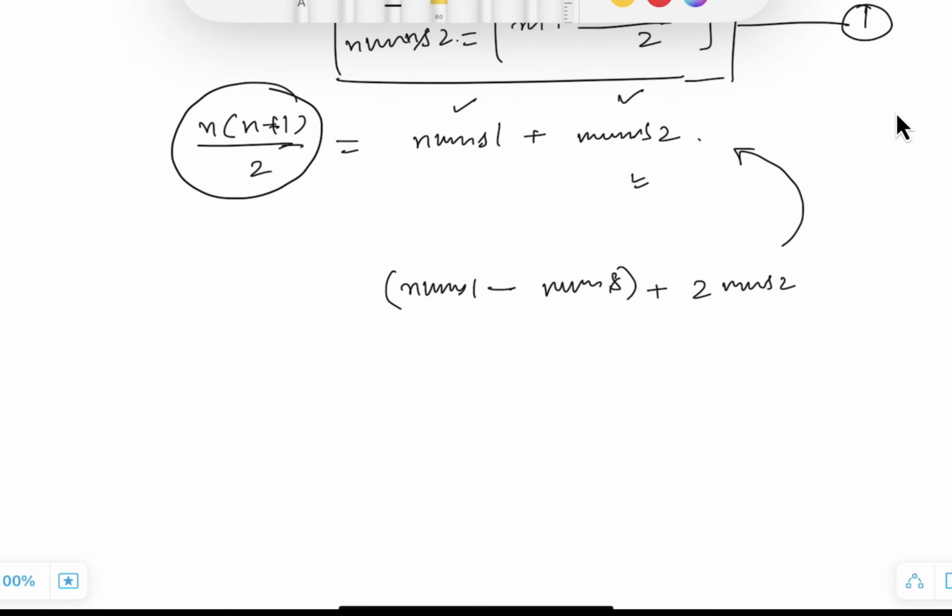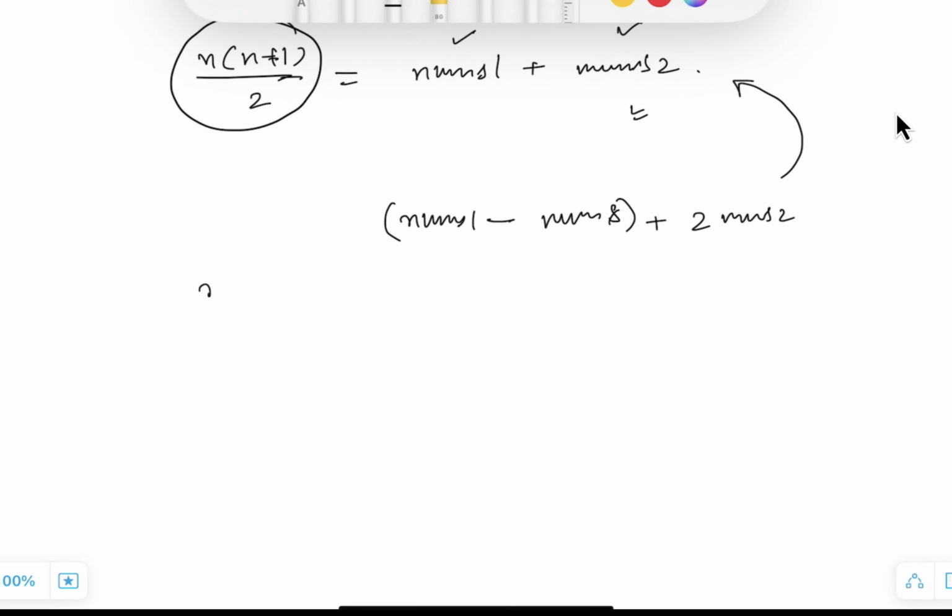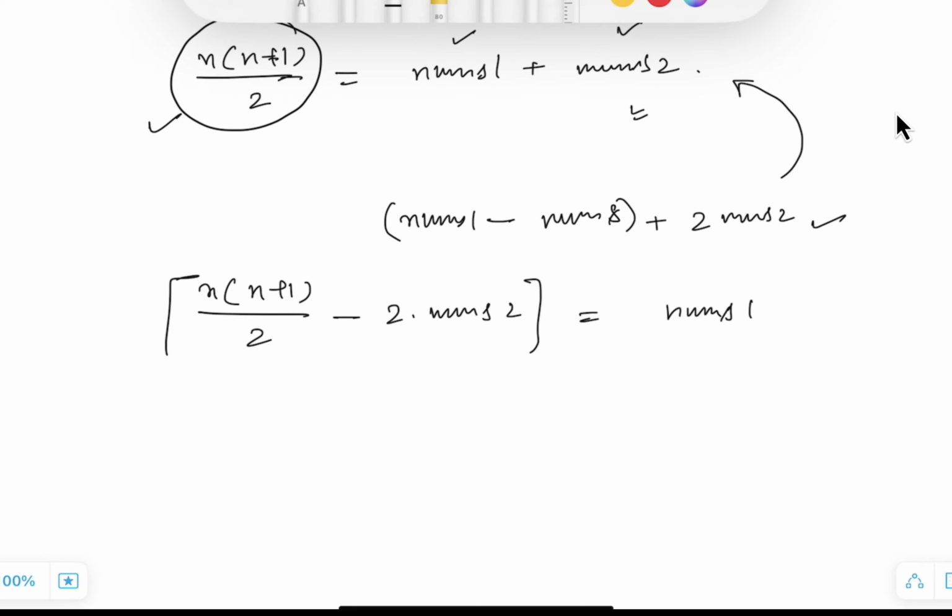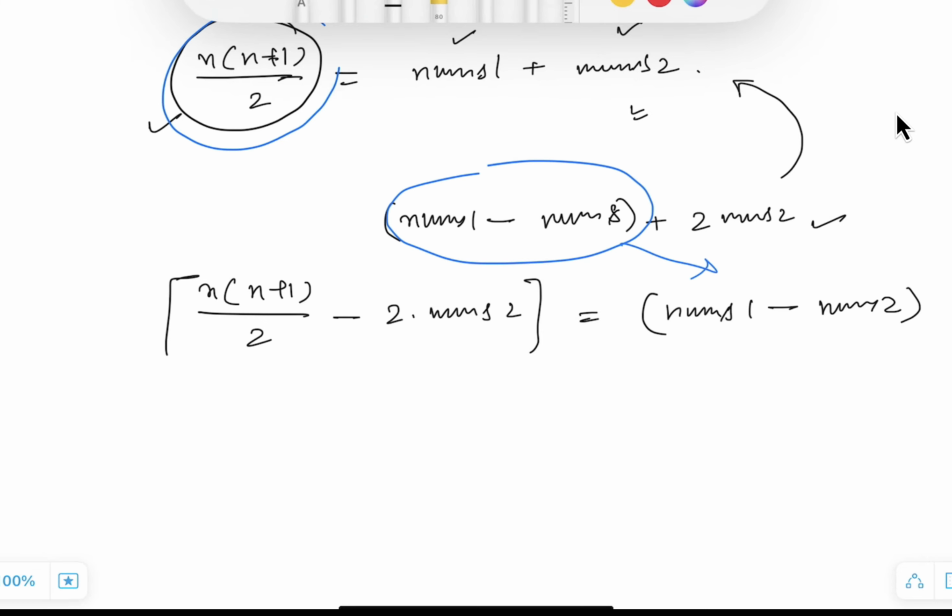And if I take this value on one side and other values on the second side, I am left with n into n plus 1 divided by 2, taking this value and taking this nums2 value, minus 2 into nums2. This is the formula, and this value is equal to nums1 minus nums2. So this portion is on the right side, and this one is coming here.